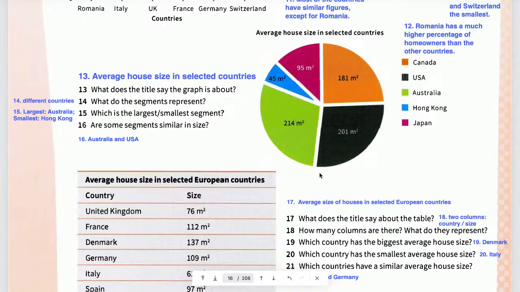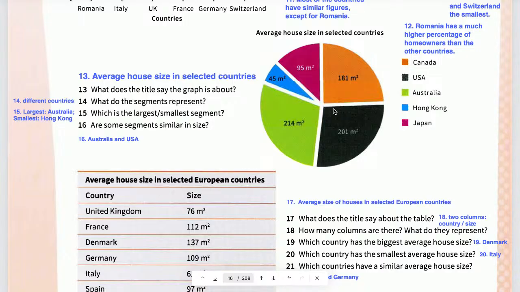Yes. Huy, you are correct. You said that average house size in selected countries, and you look at all of the countries here: Canada, USA, Australia, Hong Kong, Japan. They are outside Europe, right? So you think you can call them non-European countries, okay? And Thư, you said that it's wrong. We cannot call that because if you say non-European countries, that means it's too large. But the other part you couldn't explain clearly. Okay, I can tell you that.